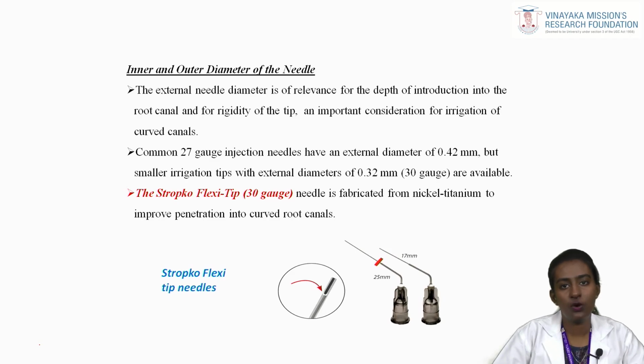Next is the inner and outer diameter of the needle. The external needle diameter is relevant to the depth of introduction into the root canal and to the rigidity of the tip. Commonly, a 27 gauge needle will have an external diameter of 0.42 mm, and the smaller irrigation tips will have an external diameter of around 0.32 mm. The Stropko Flexi tip needle which was introduced is a 30 gauge needle fabricated from nickel titanium in order to improve its penetration into curved root canals.